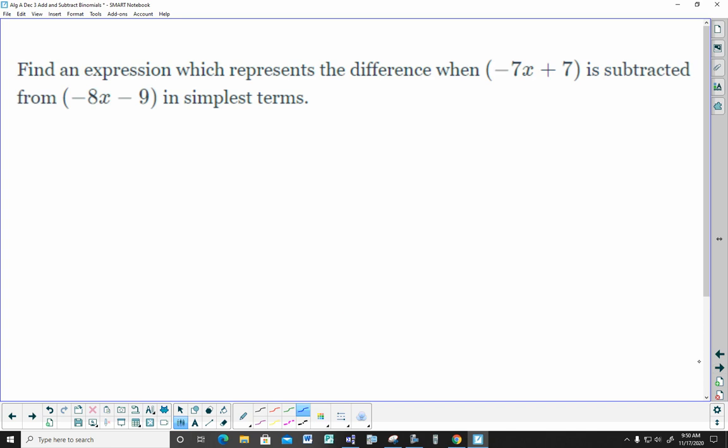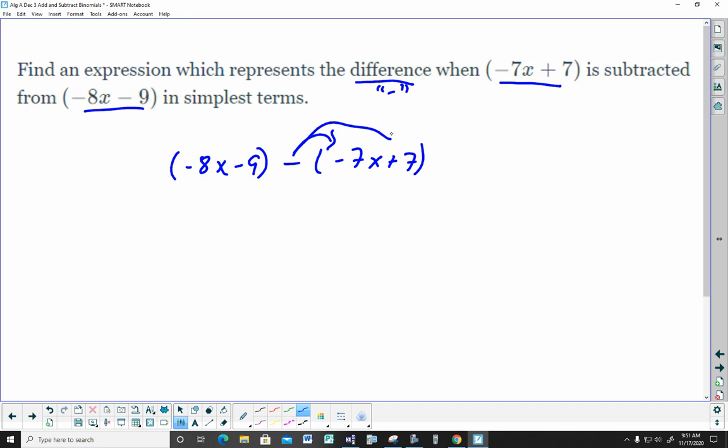Okay? So here it goes. Find an expression that represents the difference, so you're thinking subtraction, when this piece is subtracted from that piece. So you write the second piece first, minus the first piece. Now you have to keep going. You have to finish the problem. You have to distribute the subtraction inside. This becomes plus on the first one. And because you changed the sign, it was a subtraction, so now it's a plus. That addition is now subtraction.